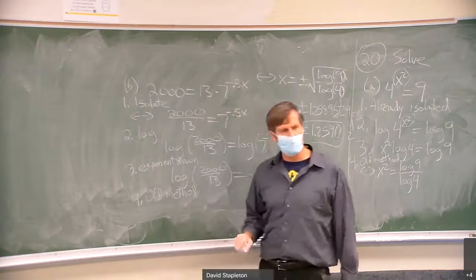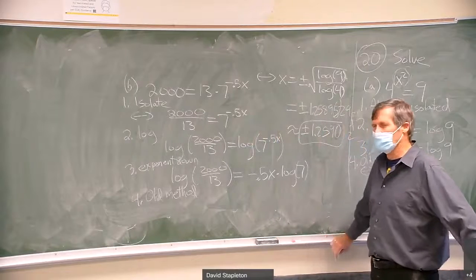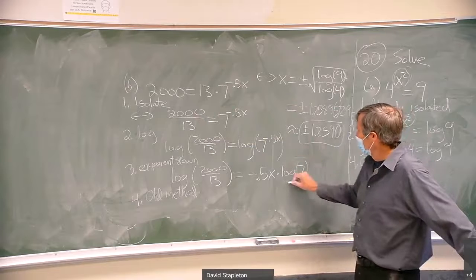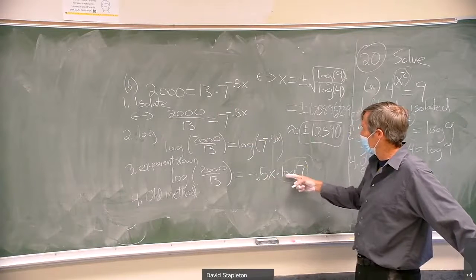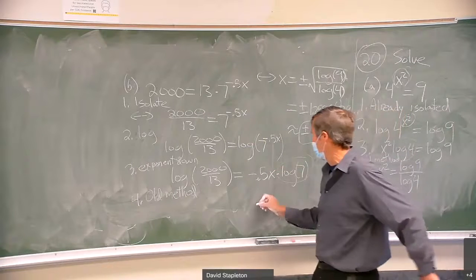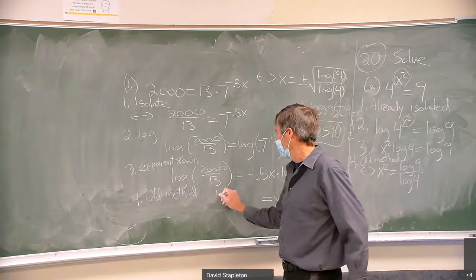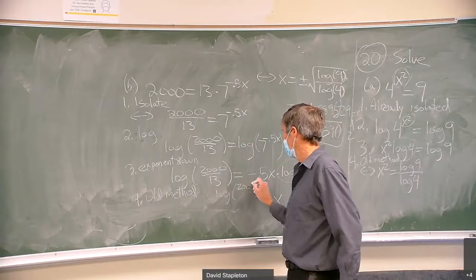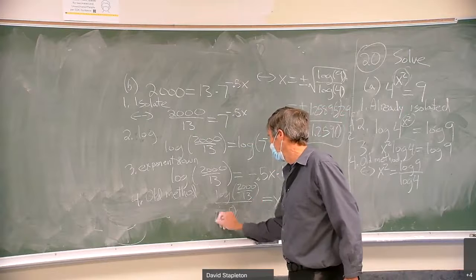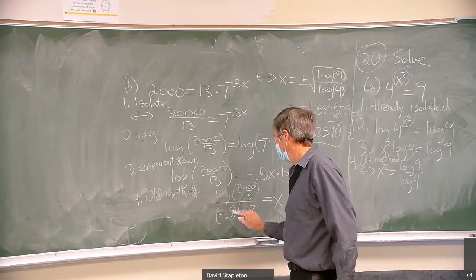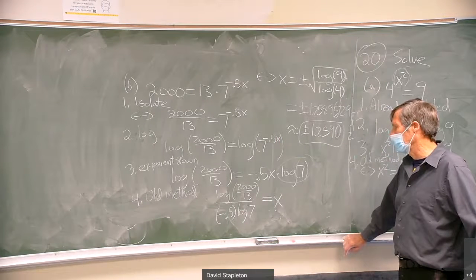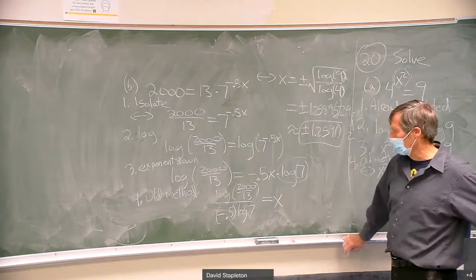This is like the monster under the bed. It looks real scary, right? That looks scary, but there's not really anything there. Log 7 is just a number, right? If this was minus 0.5 times 3 times x, you just divide by minus 0.5 and 3, right? So you just divide by this number and divide by minus 0.5, and you got x equals log of 2000 over 13 divided by minus 0.5 and divided by log of 7. Right? So that's the answer. You can make it look a little neater, but you don't need to. You just need to run it in the calculator and see what you get, right?